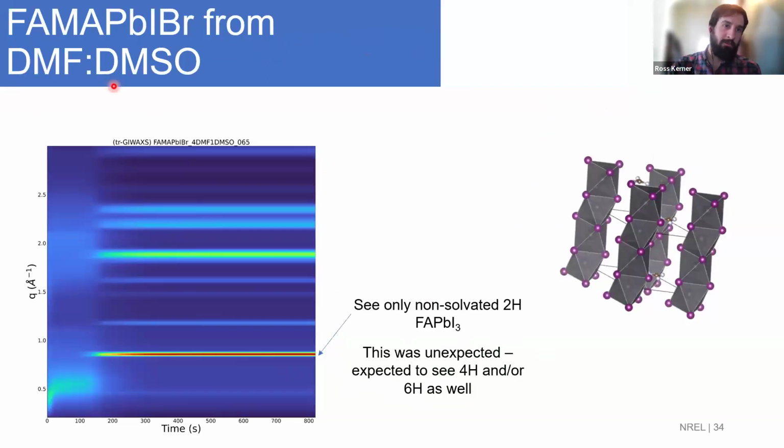And then here's a cesium-free control, and it also served as our sample with bromide in it. This is a bit unexpected for me, given the literature search that I did. So all you see is the 2H FAPbI3 form, and that's it. I really expected to see some 4H or 6H.